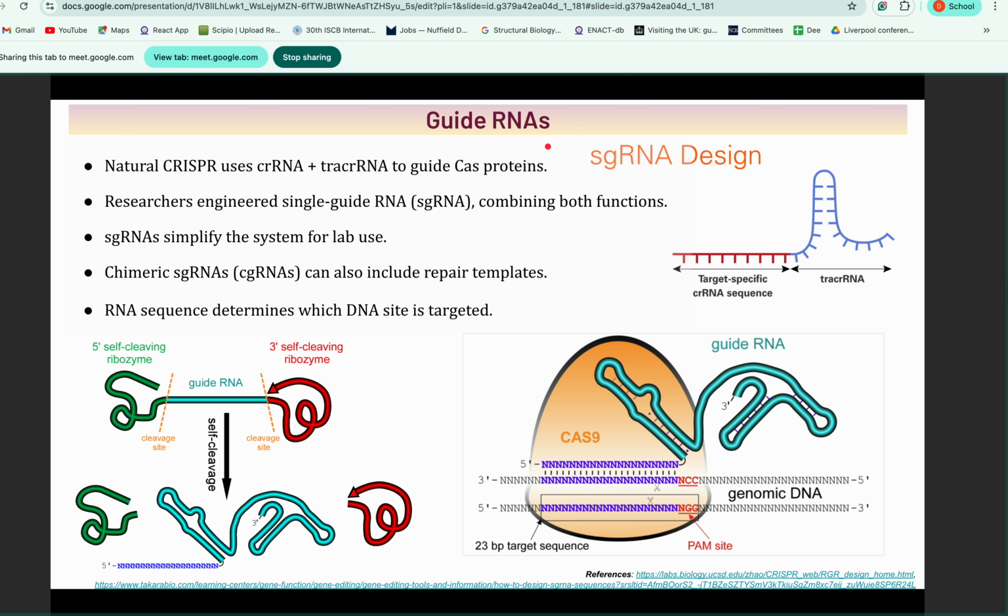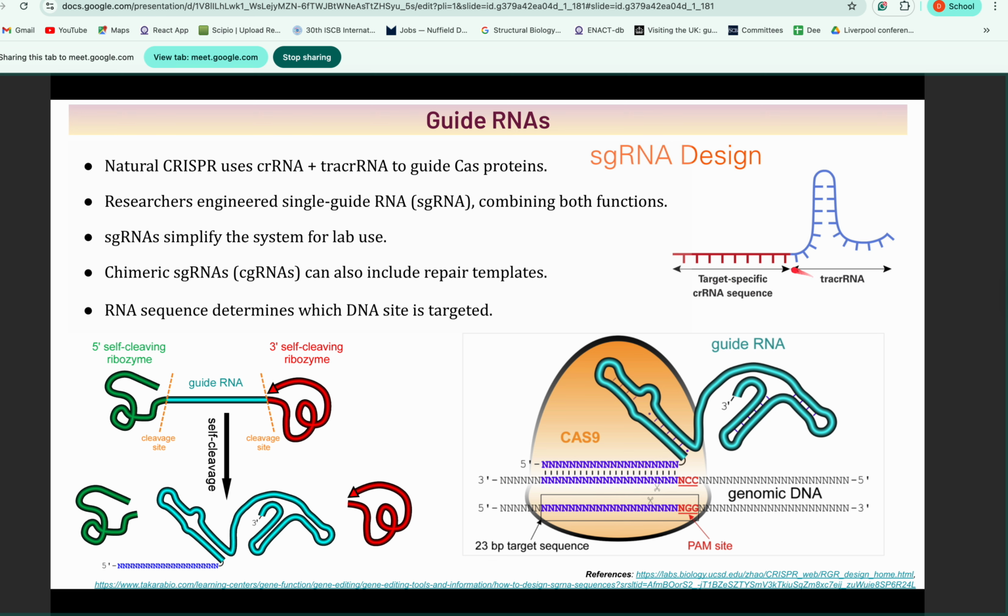Now we will talk about the guide RNAs. So natural CRISPR uses the crRNA, which is the CRISPR RNA, and tracer RNA to guide the Cas proteins. So this is the natural system. Researchers have engineered the single guide RNA combining both these functions. So when we say CRISPR-Cas9, whenever we draw it, we see that there is only a single guide RNA which is present. Previously these two were making a duplex, but now researchers have identified that we don't need two separate RNAs, but we can combine both of their features in just one RNA. So they have made a single guide RNA.